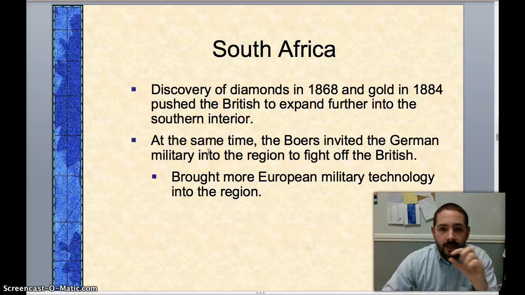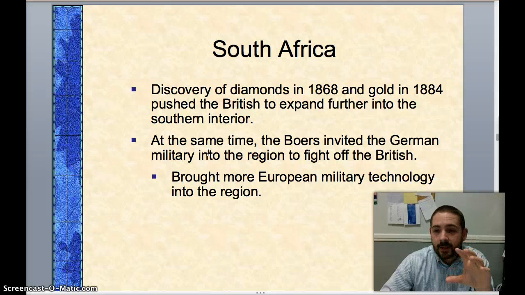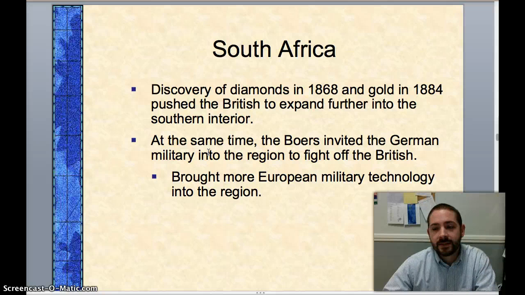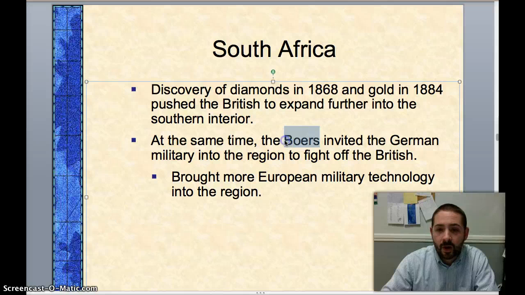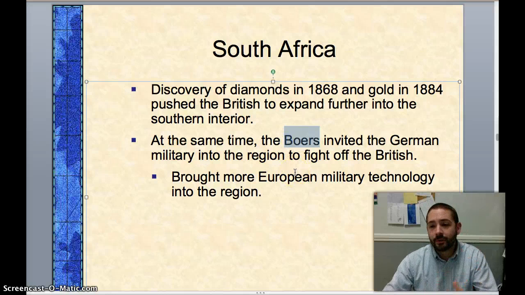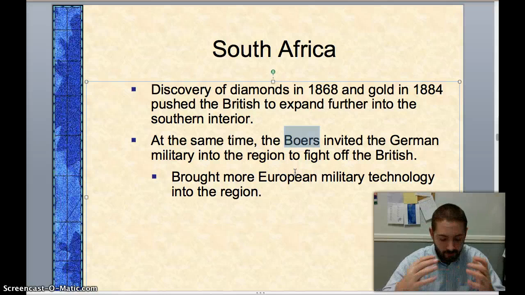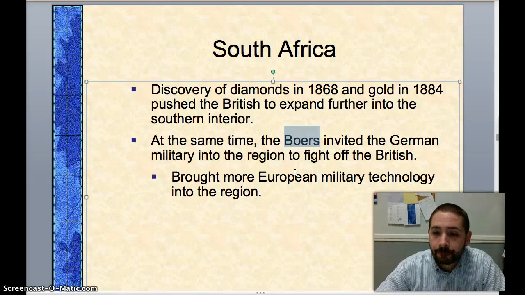In the early 1800s, as an outlet for population, Germans and Belgians send settlers into Africa, these German and Dutch settlers, and they're called Boers, B-O-E-R-S. And the British are also going there, again, because of outlets for population, places to go.